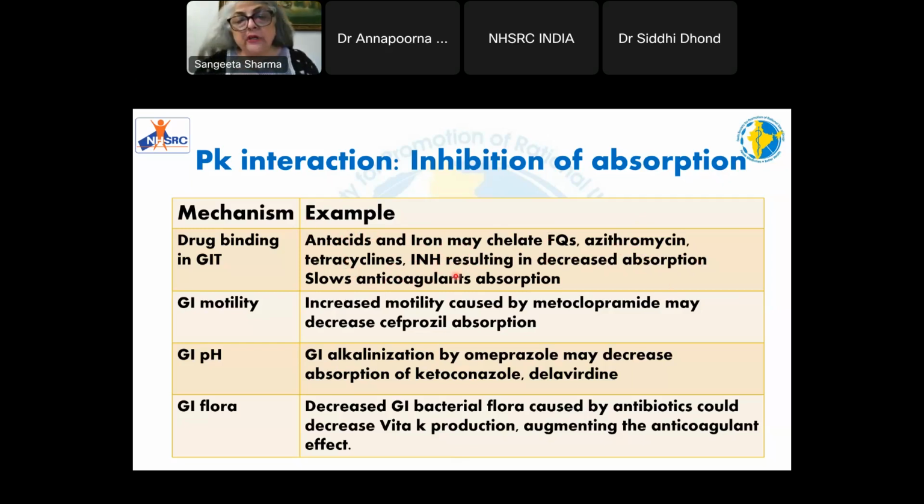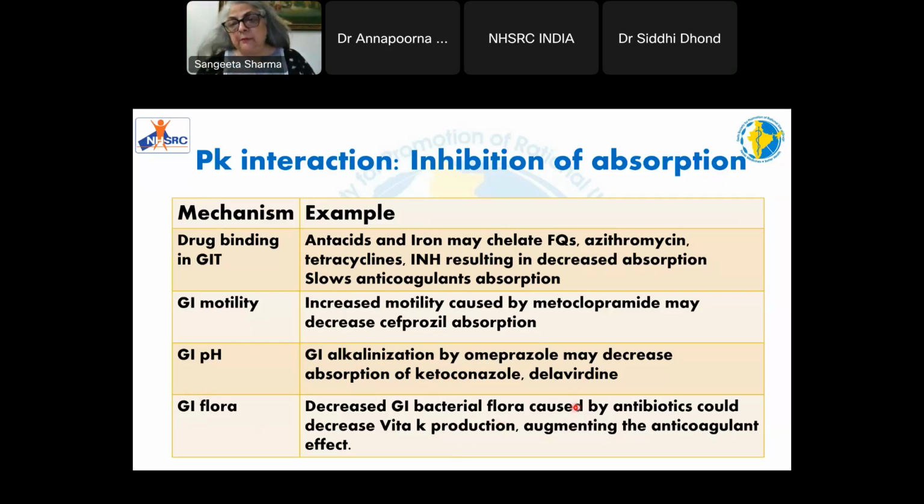They slow down the anticoagulants' absorption. Motility is decreased; metoclopramide is a gastric hurrying agent, and it may decrease the absorption of other drugs. pH is altered by omeprazole. Omeprazole is a prodrug. Prodrug means it is converted into an active drug inside the body. So it needs an acidic pH to activate to the active drug. But if you give antacids here, or the GI tract is alkaline, or with food, it may decrease the absorption, and it may also decrease the absorption of ketoconazole and other antiviral drugs.